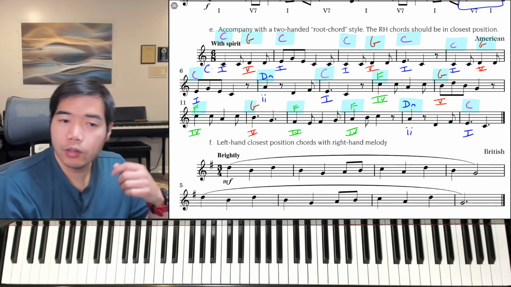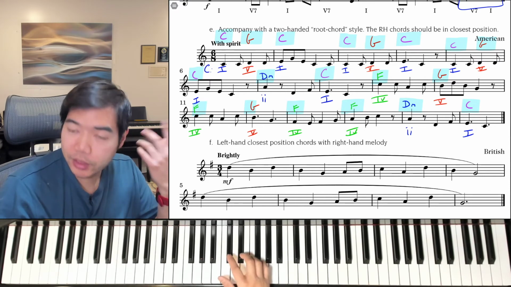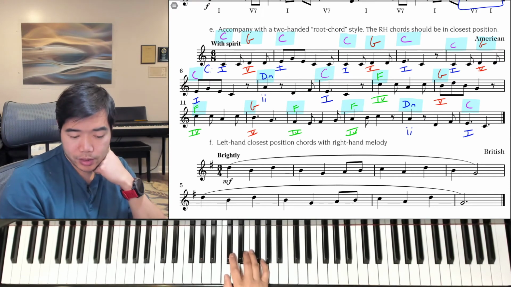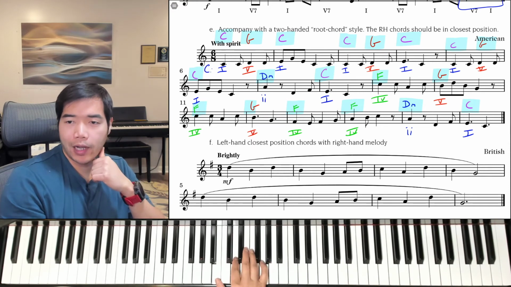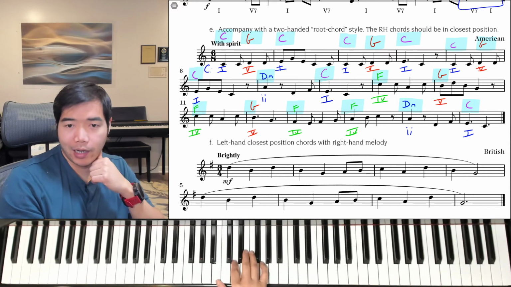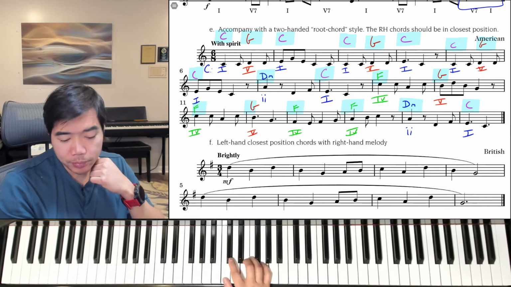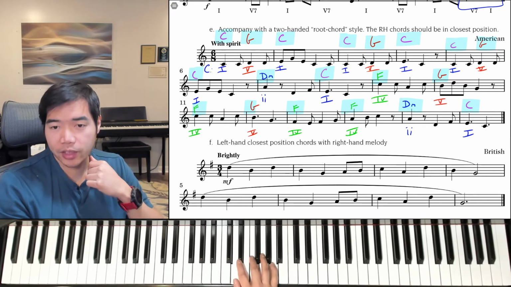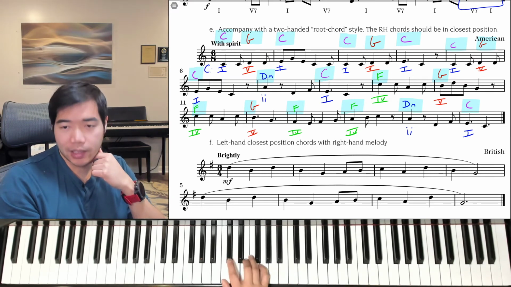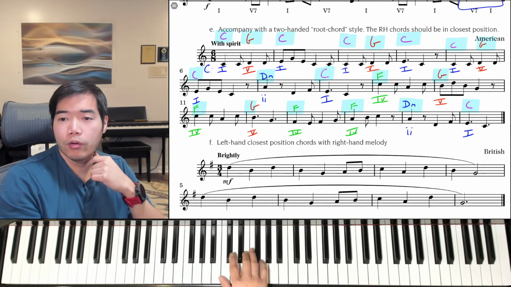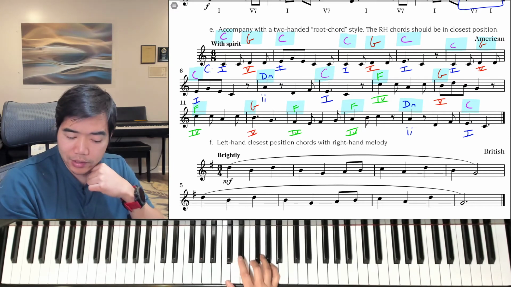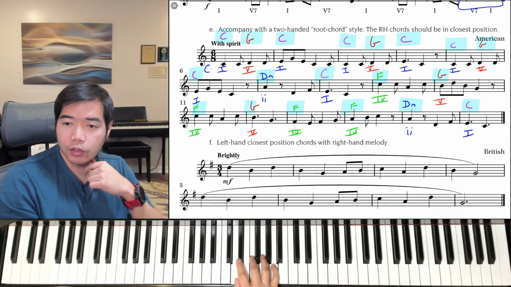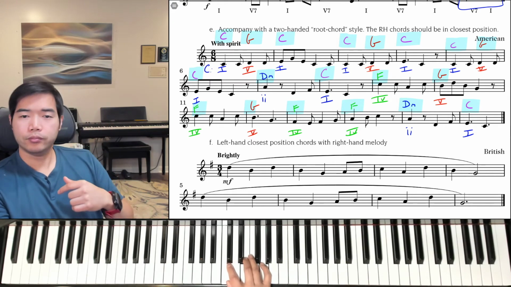The right hand, we'll keep this simple as well. We'll just do it in root position. Okay, so C is a 1 chord, 5, 1, 1, 5, 1, 1, 5, 1. D minor, closest position actually takes us up in parallel motion. D minor, back to C. 4, 5, 4, 5, 4, 4. Then back to the D minor, which is just a 2, and then back to the 1.